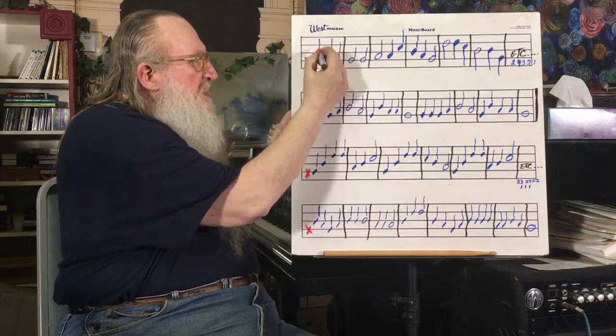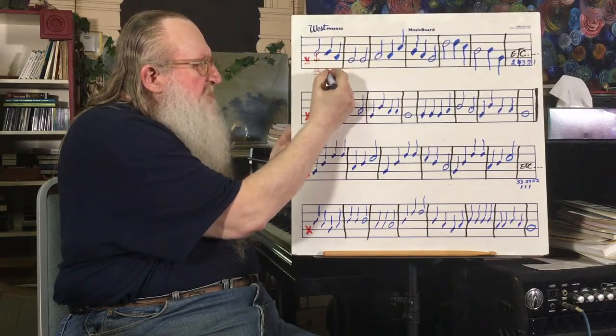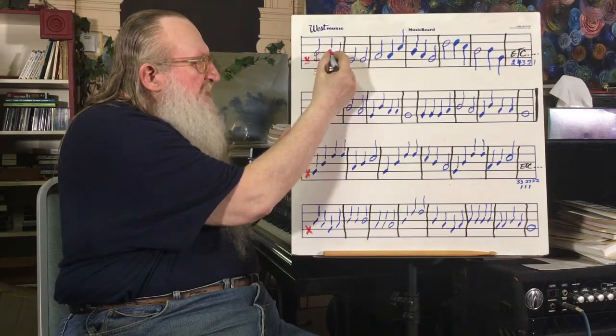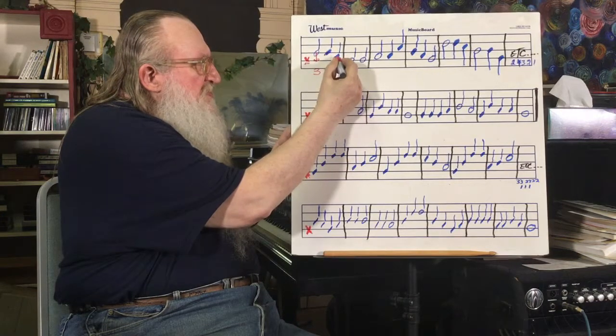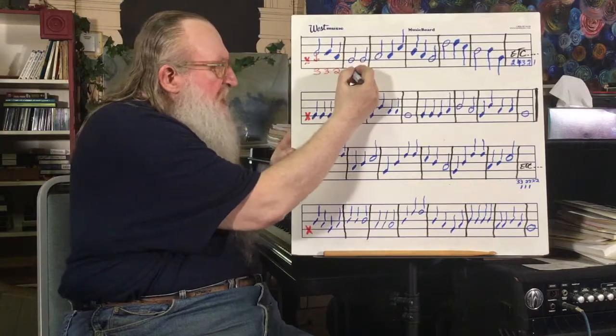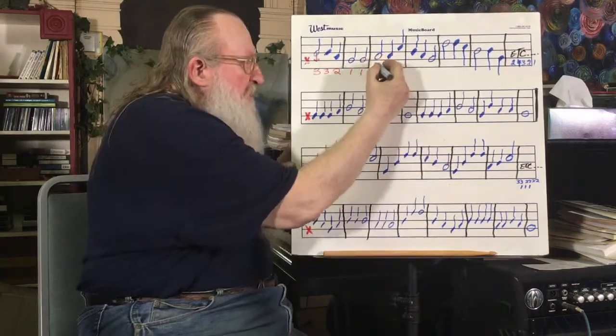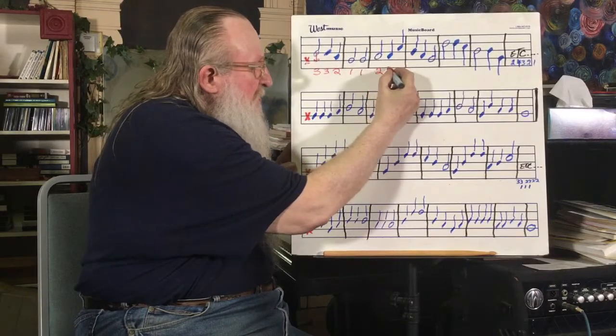So this right here is 3. Then it stays on that, so again it's 3 again. And then it moves down and it goes from a line to a space. That is a 2. So this is the number 2. Then it comes down to 1, 1. Then it moves up to 2, 2.